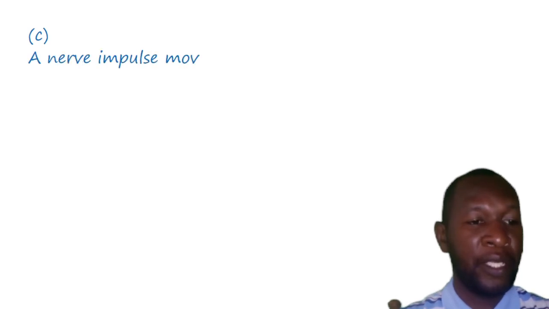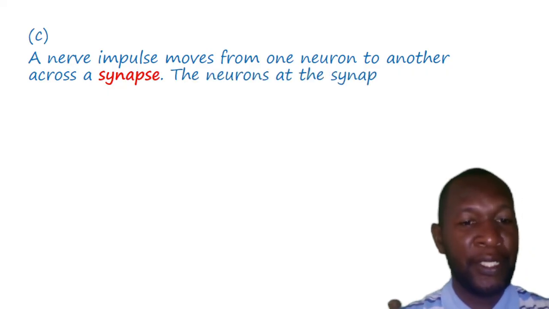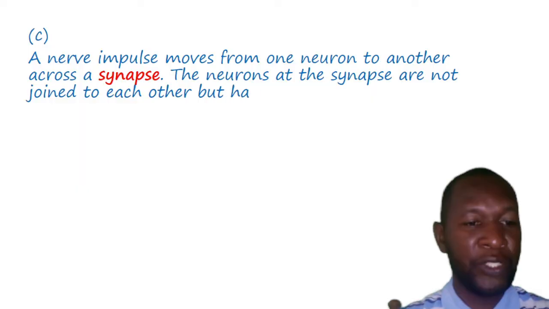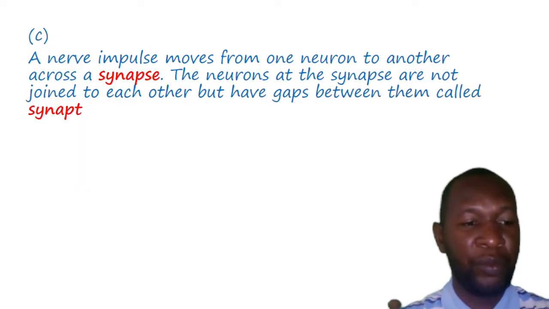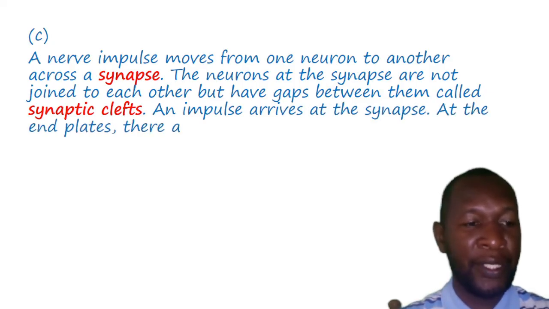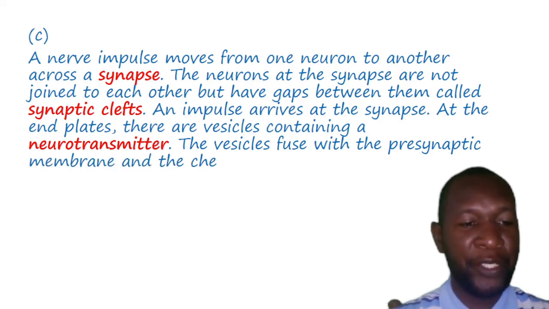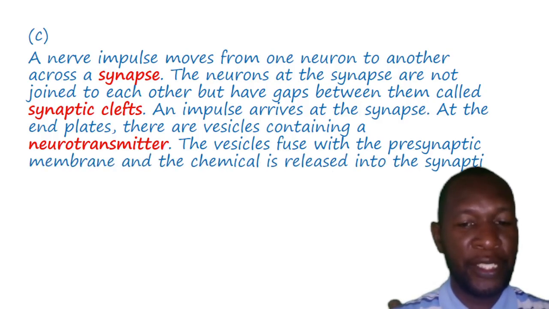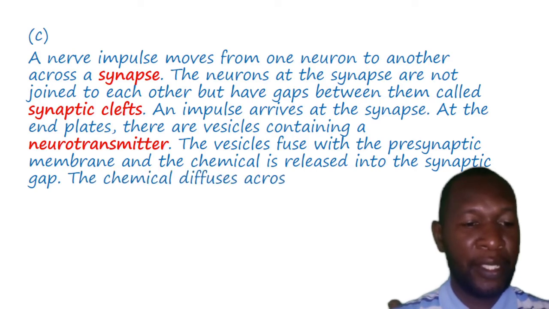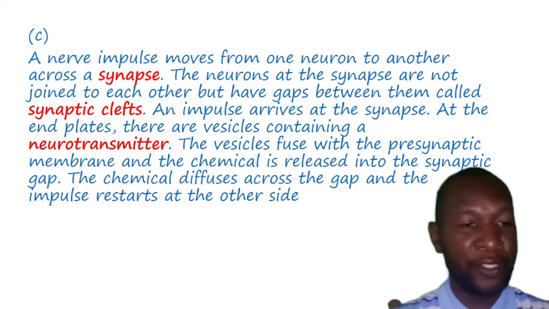Part C. A nerve impulse moves from one neuron to another across a synapse. The neurons at the synapse are not joined to each other, but have a gap between them called a synaptic cleft. An impulse arrives at the synapse. At the end plates, there are vesicles containing a neurotransmitter. The vesicles fuse with the presynaptic membrane, and the chemical is released into the synaptic gap. The chemical diffuses across the gap, and the impulse restarts at the other side. That's how an impulse is transmitted.